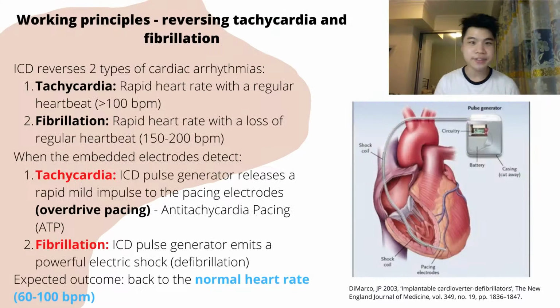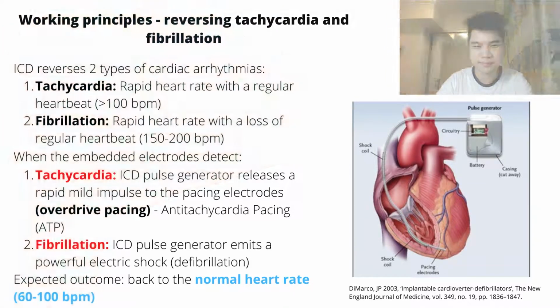So let's first understand the differences between tachycardia and fibrillation. Tachycardia is a rapid heart rate greater than 100 bpm but with a regular heartbeat. In fibrillation, the heart rate is even higher, between 150 to 200 bpm, but with an irregular heartbeat. So if the electrode detects parameters of tachycardia, the ICD generator releases rapid but mild impulses to the pacing electrode. This is known as overdrive pacing. If the electrode perceives parameters of fibrillation, it will emit a powerful electrical shock to reset the heart rhythm. This is known as defibrillation. So the expected outcome is to return to a normal heart rate that is between 60 to 100 bpm.